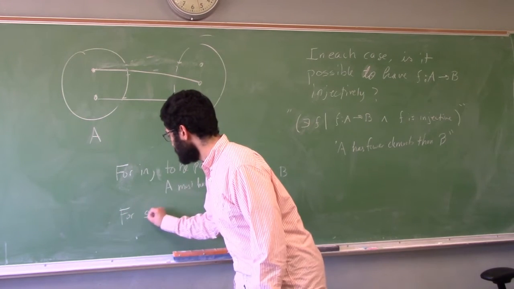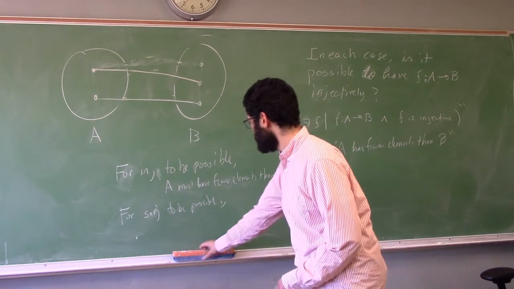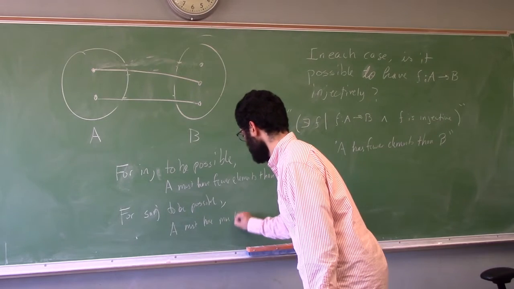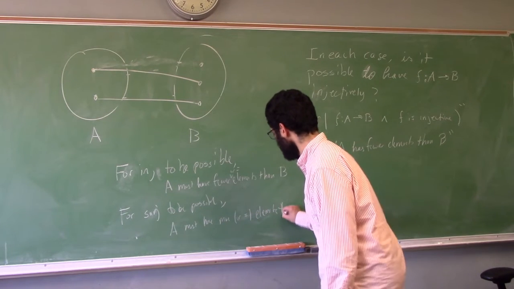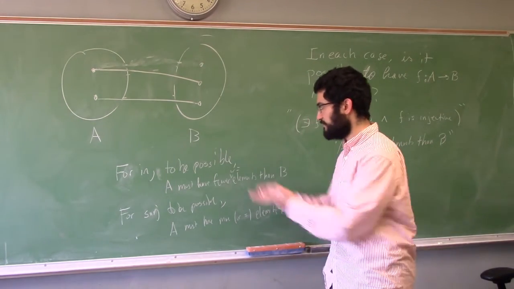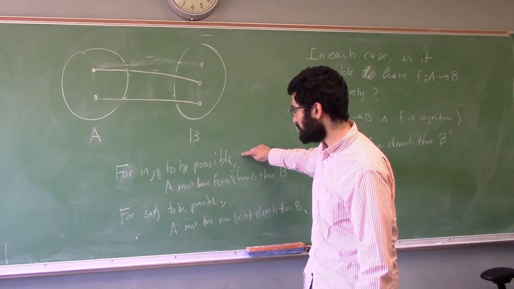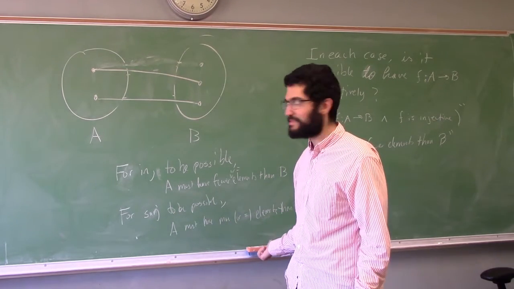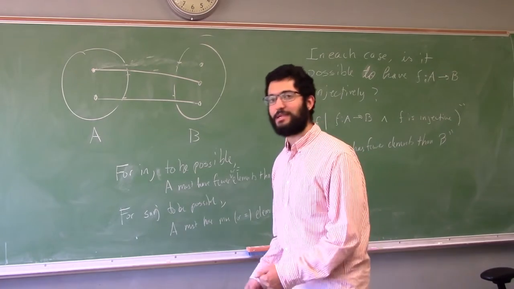And for a surjection to be possible, A must have more or equal elements than B. This is fewer or equal, this is more or equal. So this is just an observation based on diagrams with dots. It's not a proof. This is not a theorem. It's just what we feel is true from looking at the pictures. For an injection to be possible, B has to have at least as many elements as A, and for a surjection to be possible, A has to have at least as many elements as B. So then, for a bijection to be possible, A has to have exactly the same number of elements as B.